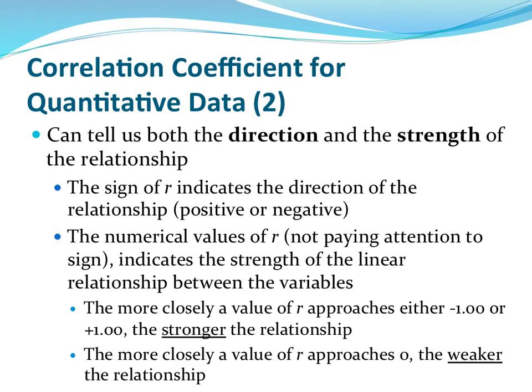The correlation coefficient r can tell us both the direction and the strength of the relationship between variables. The sign of r, either positive or an implied positive sign, versus negative, indicates the direction of the relationship. The numerical values of r, not paying attention to sign, indicate the strength of the linear relationship between variables. The more closely a value of r approaches either -1 or +1, the stronger the relationship. The more closely a value of r approaches 0, the weaker the relationship.